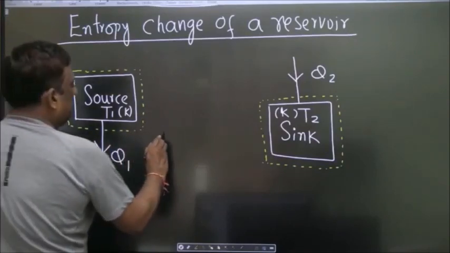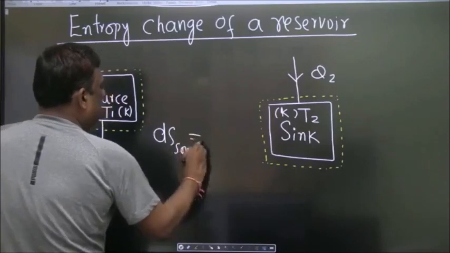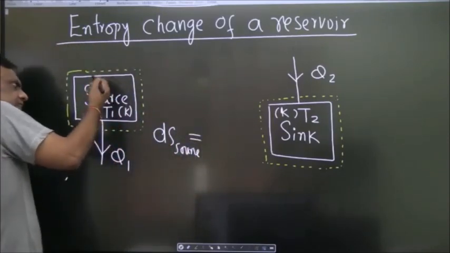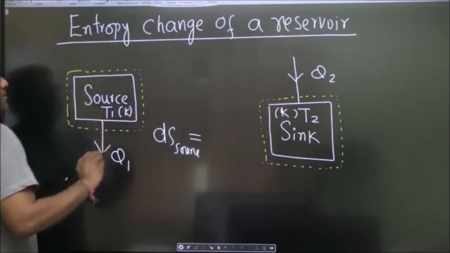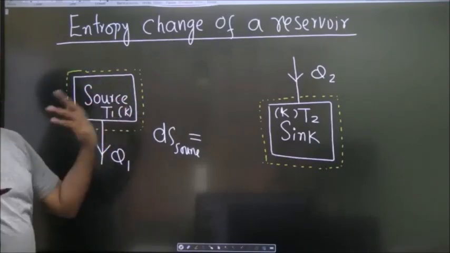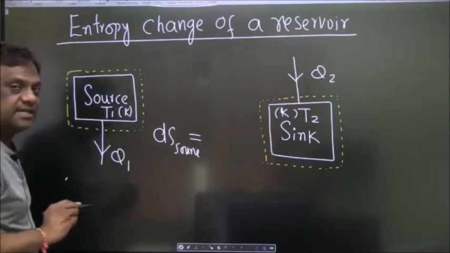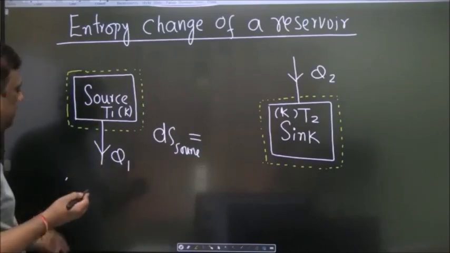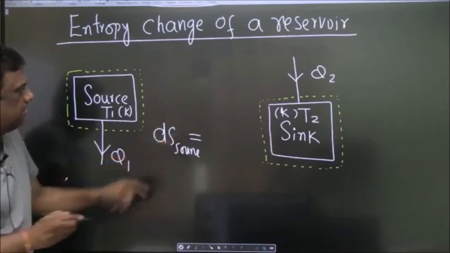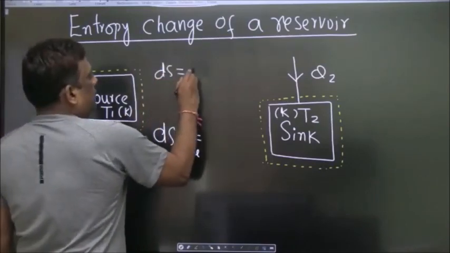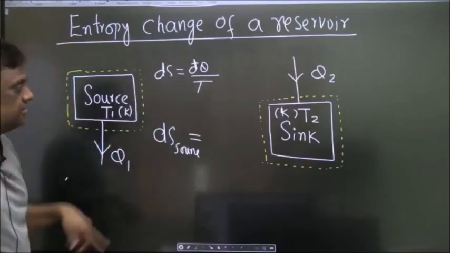So the entropy change of source is: every time it is in equilibrium. When every time it is in equilibrium, no change in temperature, I can use reversible equations. For reservoir, that is source. What is dS? dQ by T. But what is the heat? Q1. dS is d'Q by T. But it is for reversible. One may be asking a question, sir, it is for reversible.